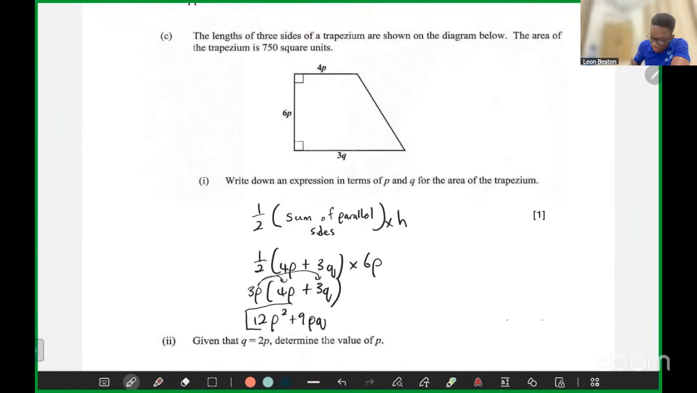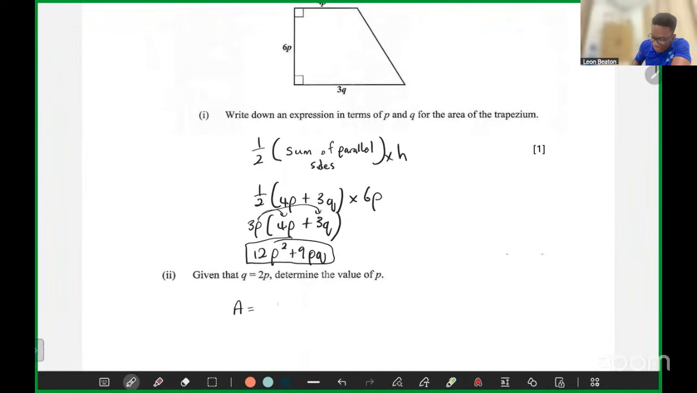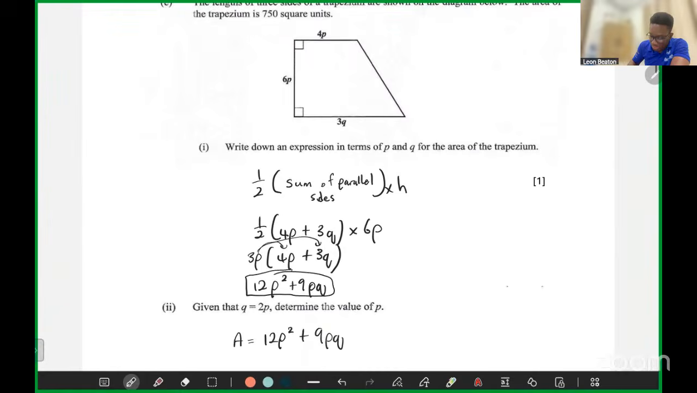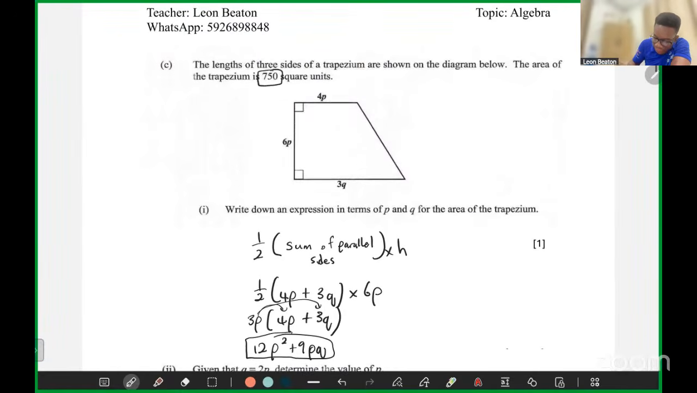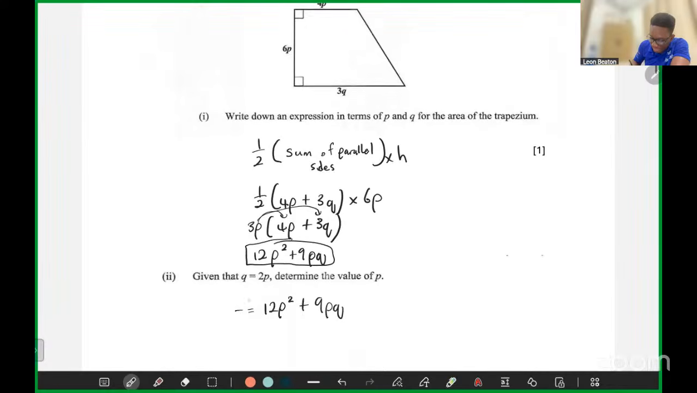So what we found here is an expression in terms of the area of the trapezium. We can therefore say area is equal to 12p squared plus 9pq. Because this is the expression for the area of the trapezium, that's what we found just now. So they told us two things: the area is equal to 750, so instead of putting back area, we can say 750 is equal to, and they also told us that Q is equal to 2p, so instead of putting back Q, we can put back 2p.